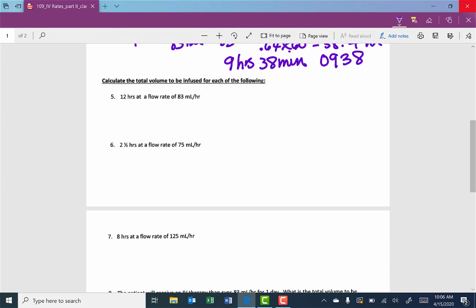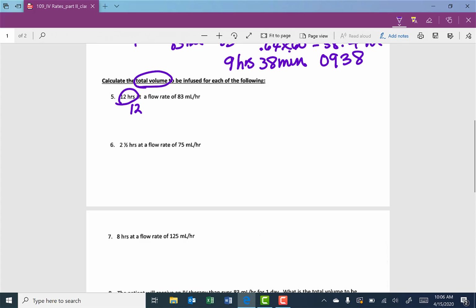We have calculate the total volume to be infused. Now we're finding volume to be infused. Notice we're finding something different with each section. That's why I wanted to do this worksheet with you. So again, stick with the same procedure. Start with what you're given first and put it over 1.